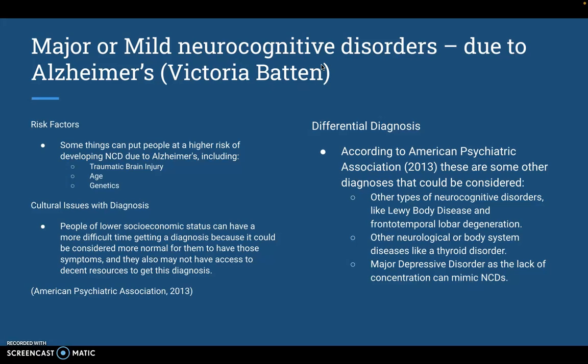And then for differential diagnosis, some other things that should be considered prior to an Alzheimer's diagnosis would be other neurocognitive disorders like Lewy body disease and frontotemporal lobar degeneration, other neurological or body system diseases like a thyroid disorder, and then major depressive disorder, as the lack of concentration that's present in major depressive disorder can mimic neurocognitive disorders at some point.